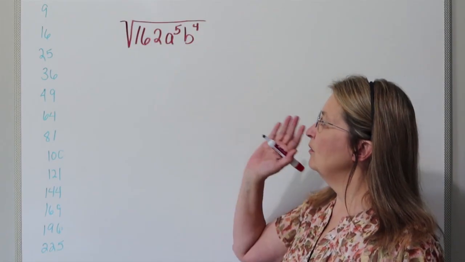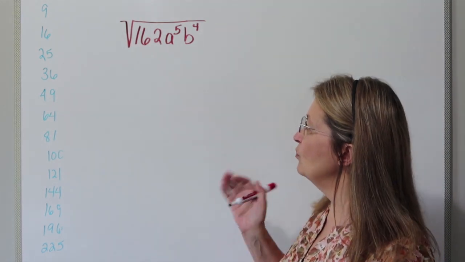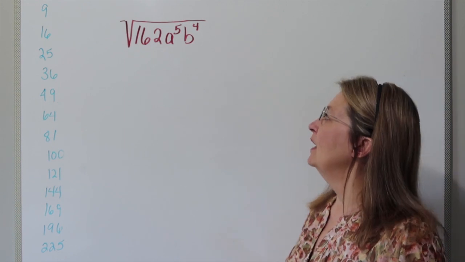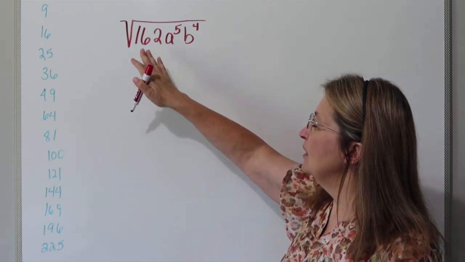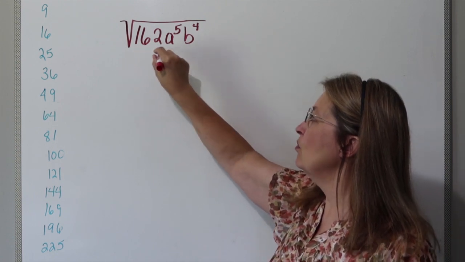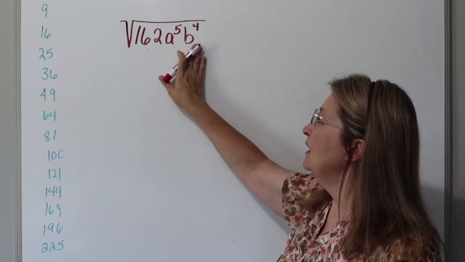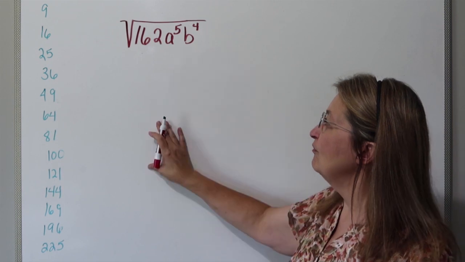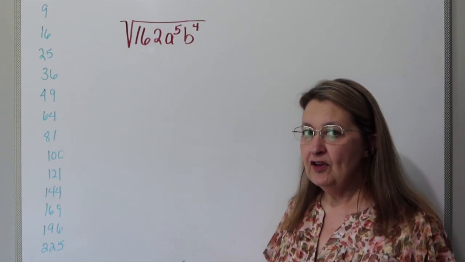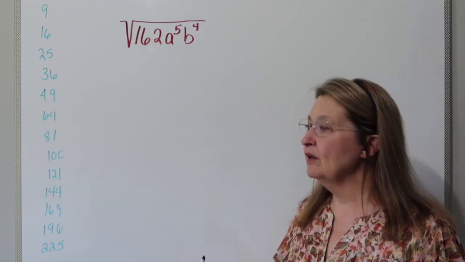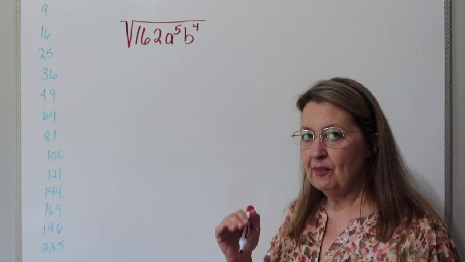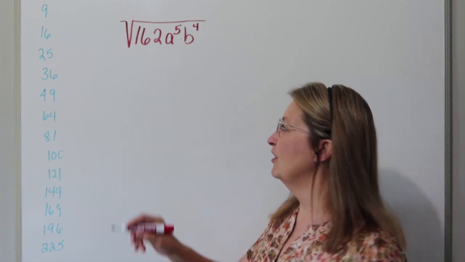Next, let's have a look at example 2b on page 48. We have the square root of 162 a to the 5th b to the 4th. Now, first we're going to simplify all three of these factors. Here's 1, 2, 3. And if you're very fluent, then you can do all this at once. But for the benefit of those who are still trying to learn this, I'm just going to focus on the 162 first. I'm going to get that whole number simplified first.